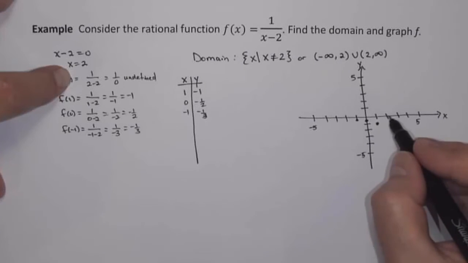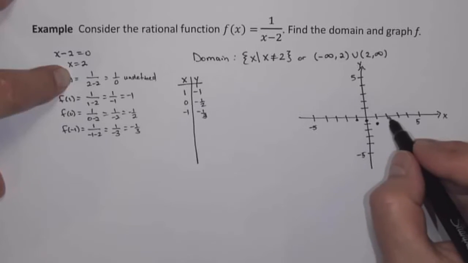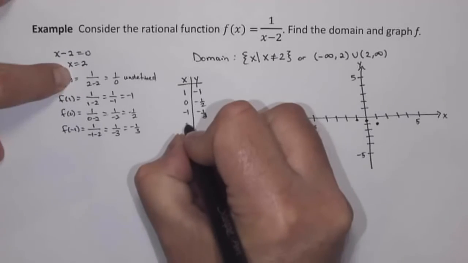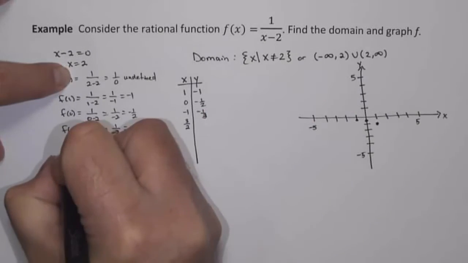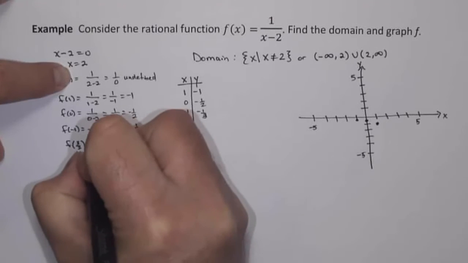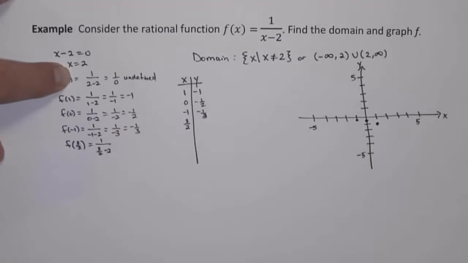Now, remember that x can't be 2. So what happens if I were to let x be something maybe close to 2? Like, let's say, what if I wanted x to be 1.5? So if I let x be 1.5, which I'm going to write as 3 halves. Well, if I find f of 3 halves, then that would be 1 over 3 halves minus 2.